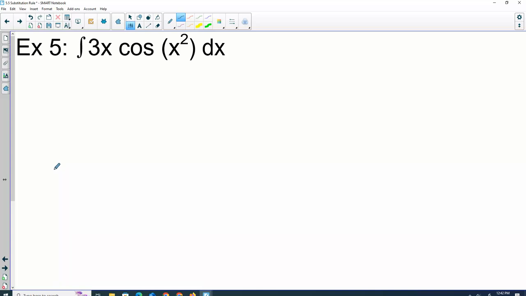Alright, on this one, what would you pick for your u? x squared. And what is du? 2x dx. If I look at my problem, I have to replace anything related to an x. So when I look at this, I can replace my x squared. The x and the dx are part of my du. I need a 3, not a 2. So what would I do with my 2? 3 halves.